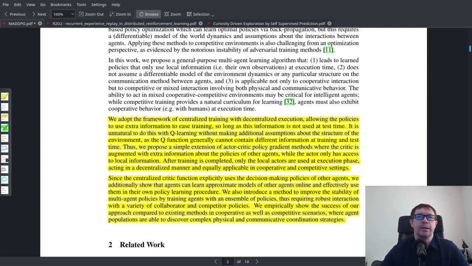What's really cool about letting the critic have some extra information about all the actors is that it can actually learn to approximate the policies of all of the agents. It's not something we're going to implement today because it's kind of overkill for such a simple environment, but this can be really useful in complex competitive environments. Finally, they have a way of learning ensembles of policies, which can improve the stability of the agent. We won't implement that either, but I'll talk a little bit about it when we get to that section of the paper.